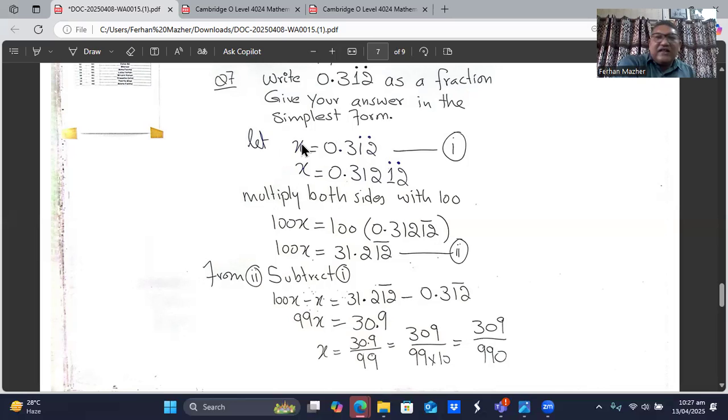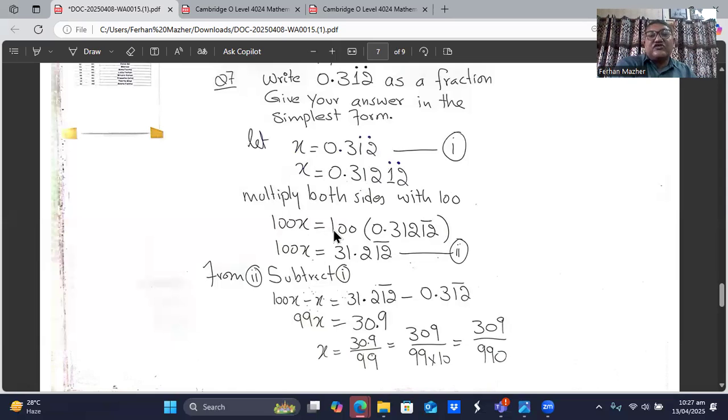So let me say x is equal to 0.3 and 1, 2, and on this 1, 2 we have these two dots, which means they are recurring. So I can write x as 0.312, and on the next 1, 2 I put these dots. Now, this 1, 2 recurring portion is on the second and the third decimal place. So I want to bring this also on the second and the third decimal place. For that purpose, I'm going to multiply both sides by 100.